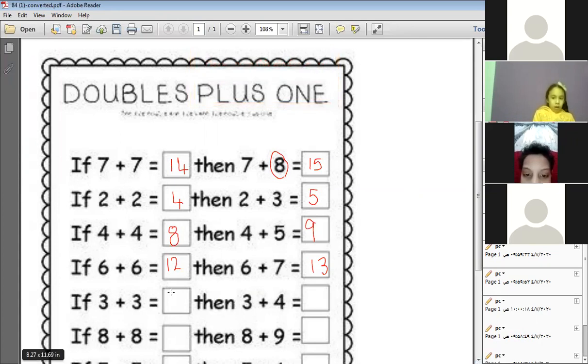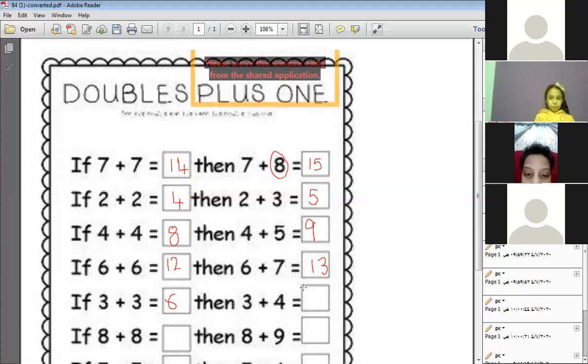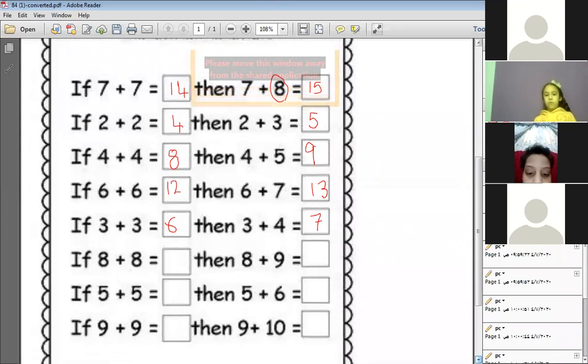If 3 plus 3 equals, double of 3 is 6, then 3 plus 4, I will add 1 to this answer, so it will be 7. And you know the way how to make sure. If 8 plus 8 equals, you know the double of 8. Double of 8 is 16.